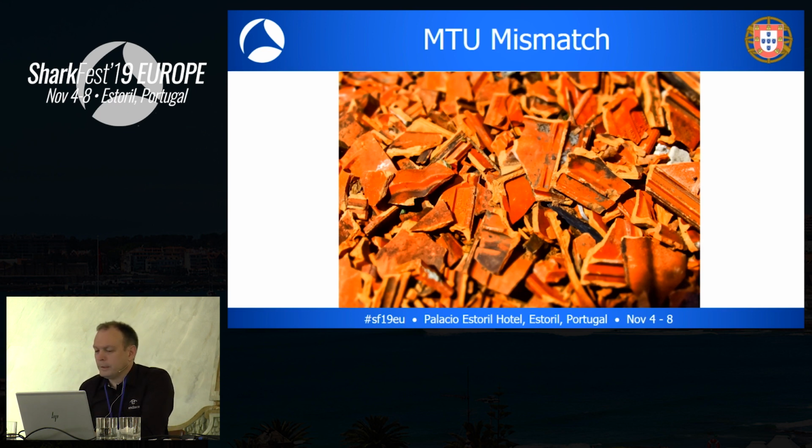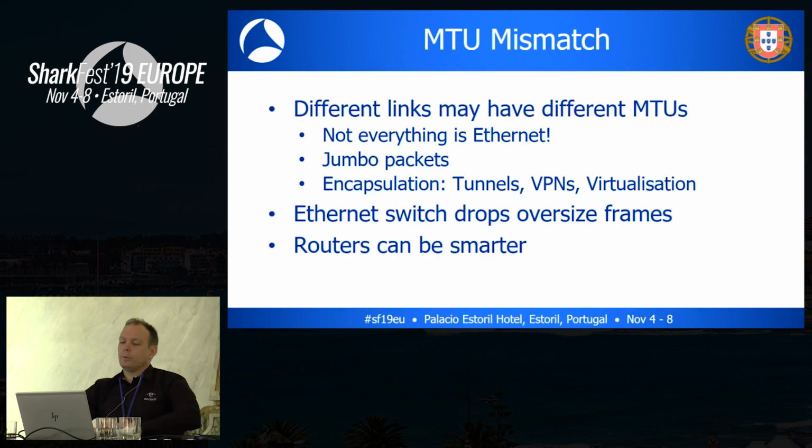So what are we talking about here? First of all, not all links have the same maximum packet size that you can send, right? Some of them may be Ethernet with jumbo enabled, some might not. Some might be PPP, you might have some encapsulation, you might have a VPN, for example. You may have some virtualization, some VXLAN or whatever, that's encapsulating your data packets inside other Ethernet packets, which makes them smaller.